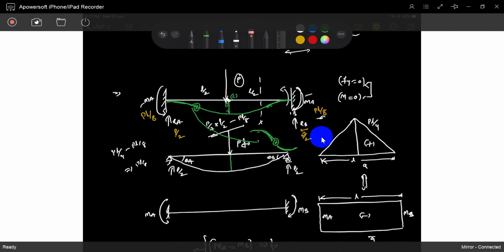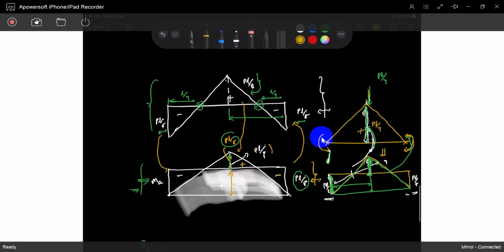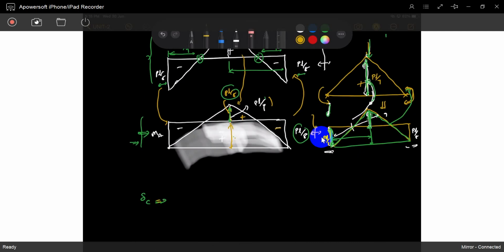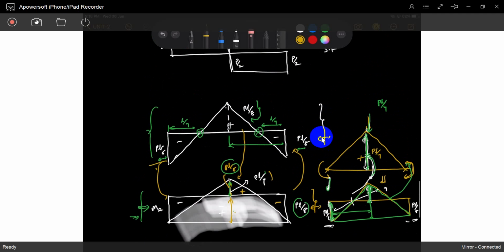The same thing, the area moment method. Choose two points. I will choose one point as A and another point as C. So the deviation of C with respect to the tangent at A. The tangent comes like this only, so directly it will give this. So what is that? The moment of the curvature diagram with respect to C. That's it, you can easily find out. So what is delta C? The moment of the curvature diagram divided by EI, about the point C.